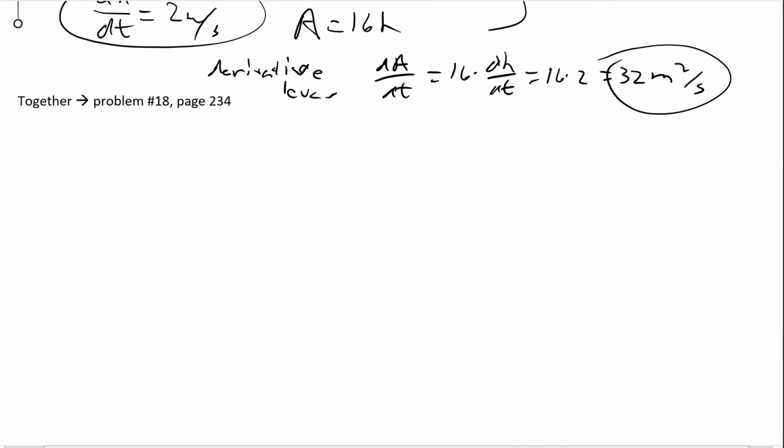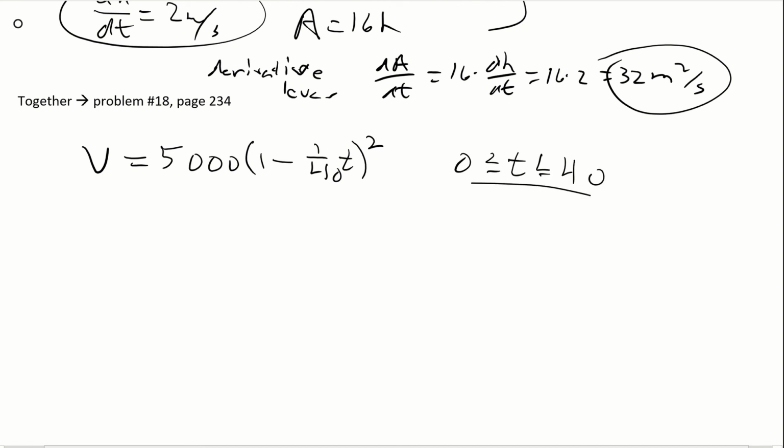So 18 says a tank holds 5,000 gallons of water, which drains from the bottom of the tank in 40 minutes. Then Torricelli's law gives the volume of the water remaining in the tank after t minutes. Here's the volume: V equals 5,000 times (1 minus 1/40 t) squared, for 0 less than or equal to t. The model is good for that interval, and it empties in 40 minutes.